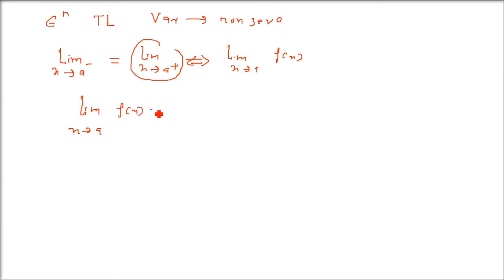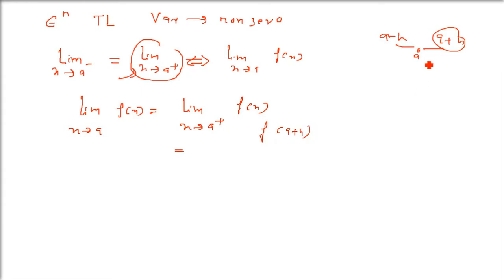So when we have limit x tends to a of f(x), we'll use x tends to a plus, that is the right hand limit. Whenever we have this a, we take a plus h and a minus h: a plus h for the right hand limit, a minus h for the left hand limit. So we have f(a plus h), where h is very small, h tends to 0. So limit x tends to a becomes h tends to 0, f(a plus h).